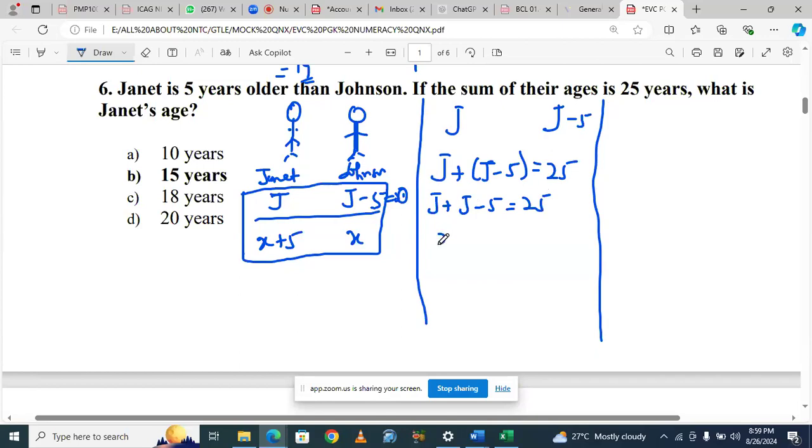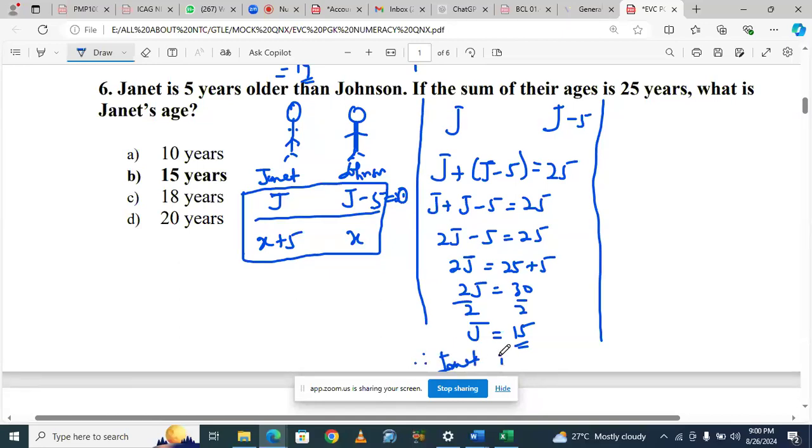J plus J will give us what? 2J, right? 2J minus 5 equals 25. So now 2J is equal to 25 plus 5. So now 2J is equal to 30. Divide by 2 over 2. Now J equals 15. Janet is J, right? So you can say therefore Janet is 15 years. Is that okay? Yes, sir.